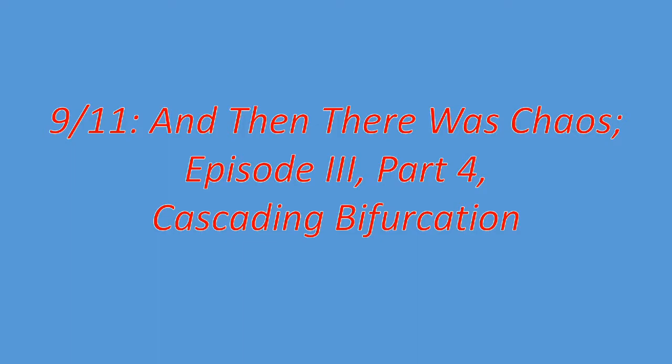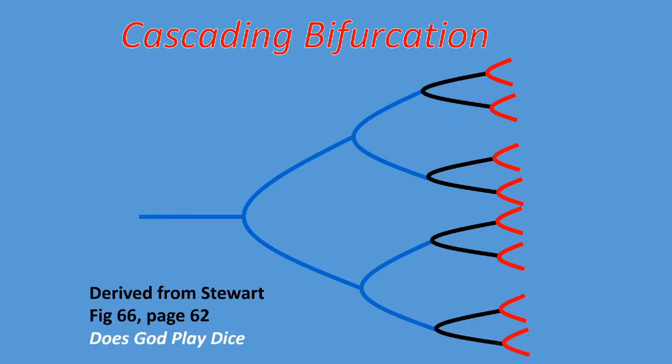In past presentations, we have described the Battle of September 11th and explored in detail the chaos that resulted. In this concluding part to Episode 3, we will recap the events and focus on the critical component of the chaos of the day, Cascading Bifurcation.